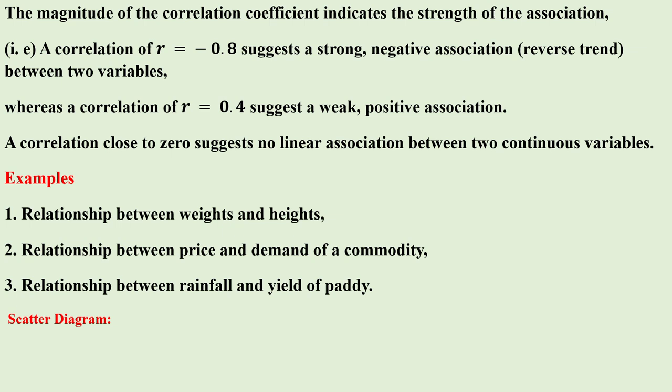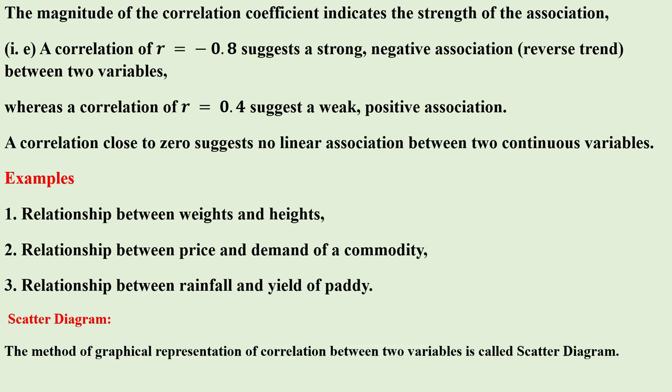Scatter diagram. Next, the method of graphical representation of correlation between two variables is called a scatter diagram. This is one of the formations. A scatter diagram will represent the correlation between two variables in a graphical method. So we are going to see types of correlation.